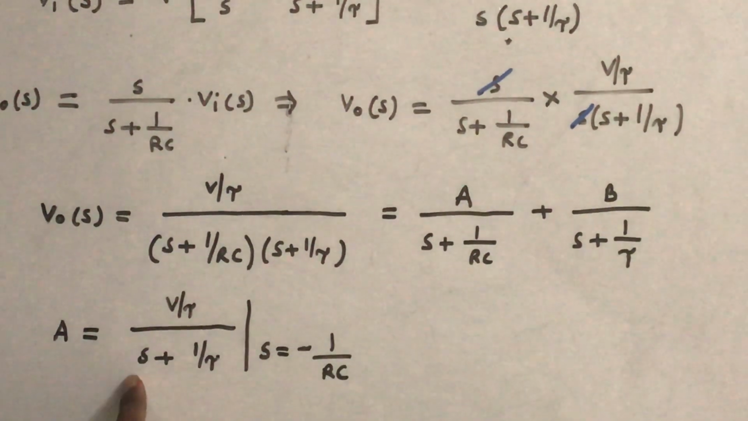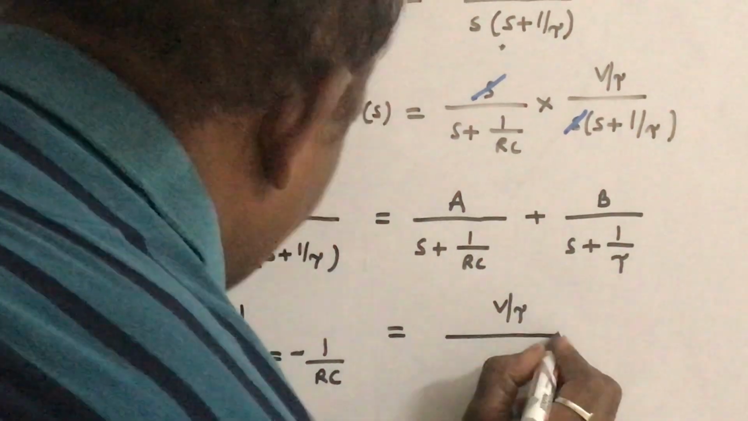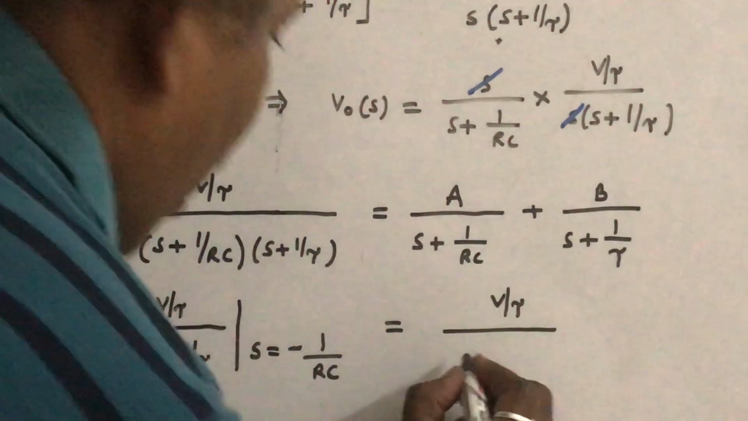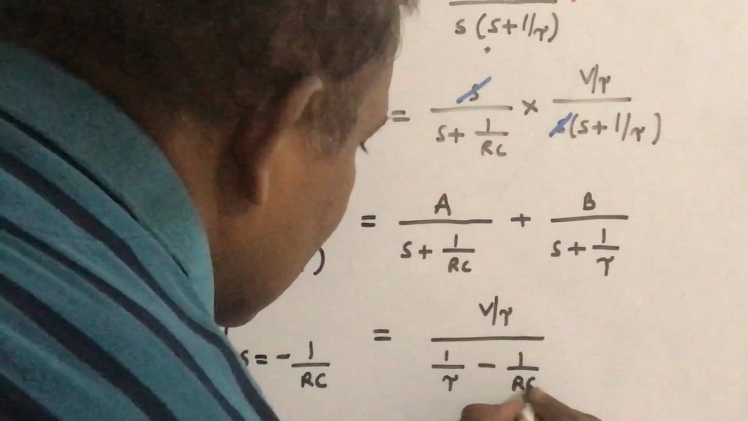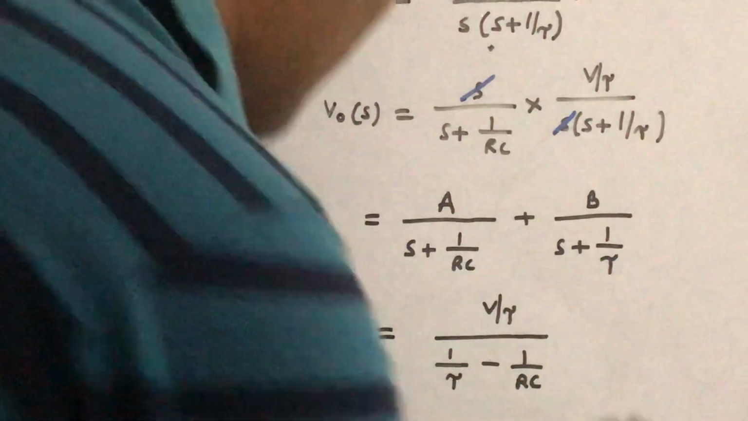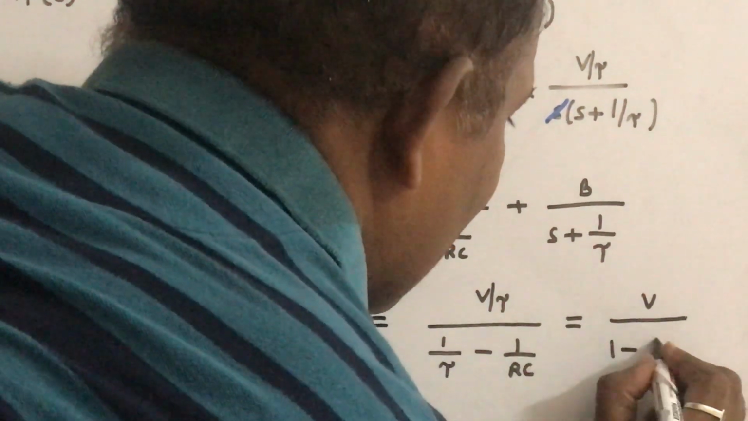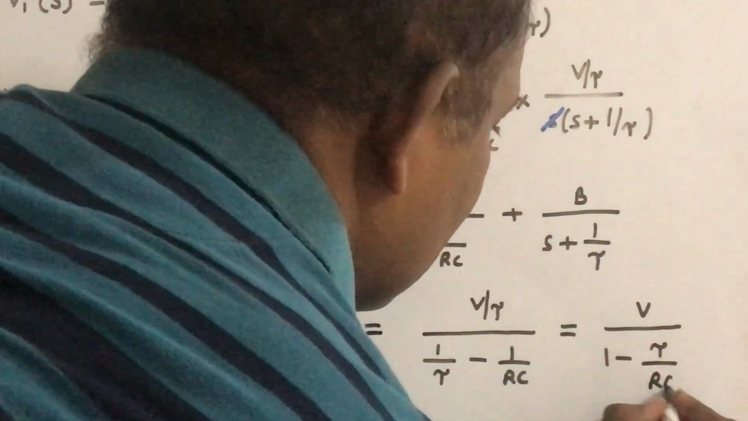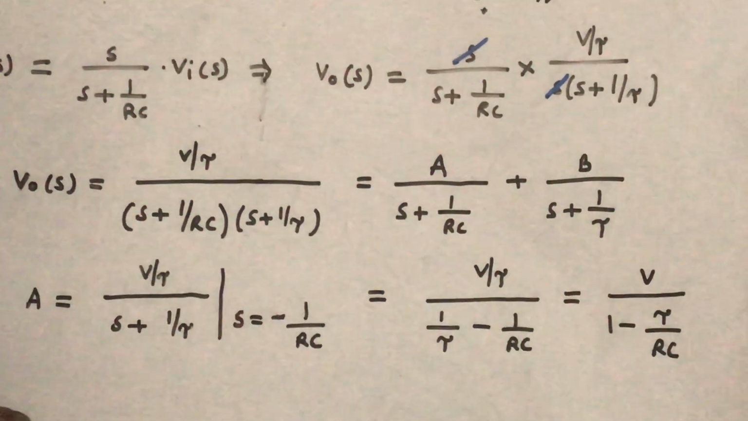So if you substitute s is equal to minus 1 by RC, you get V by tau divided by 1 by tau minus 1 by RC. So multiply numerator and denominator by tau. So V by 1 minus tau by RC. So that is A.